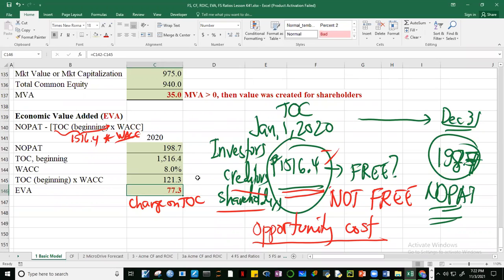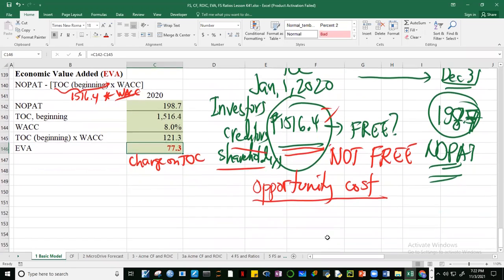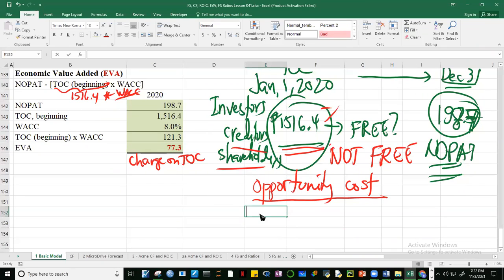So on all counts, guys, let's write here. I'm running out of space here. So let me just write it here: EVA greater than 0, then value was created for shareholders.